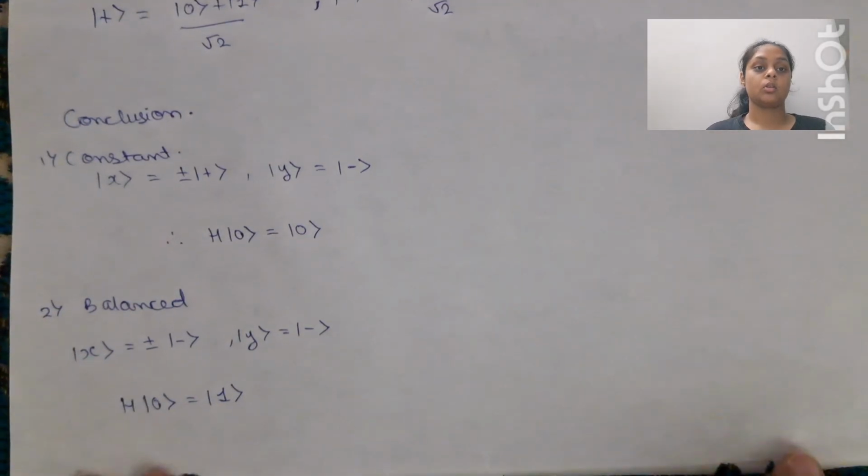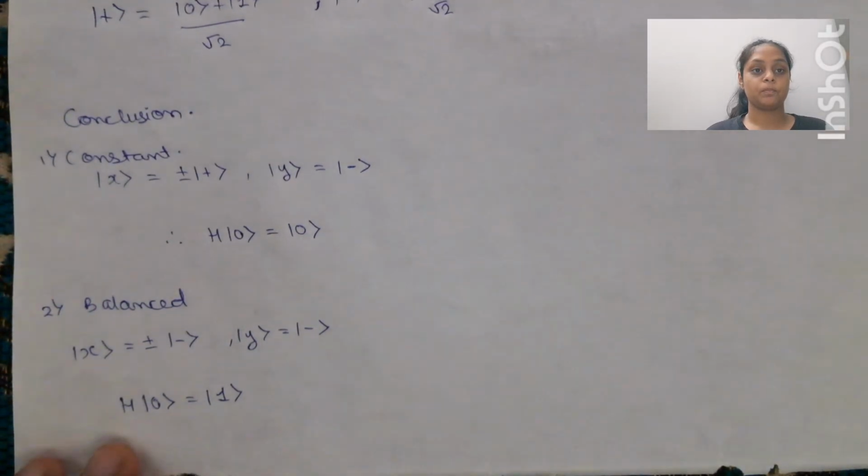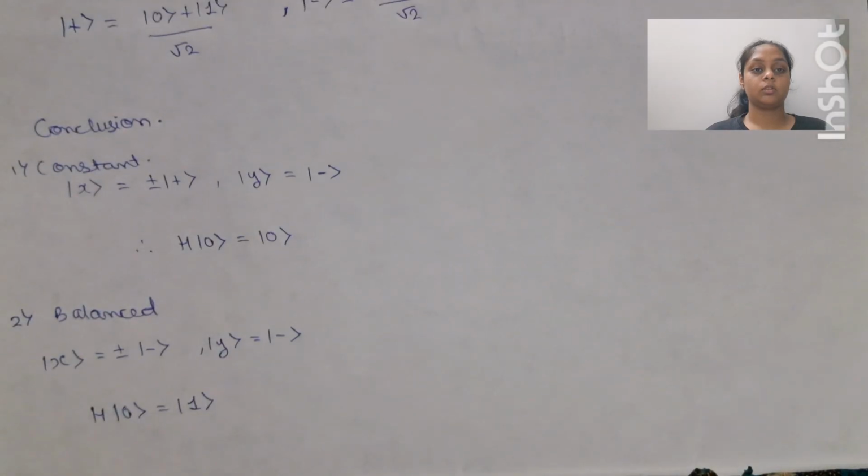Here we have seen that in the Deutsch algorithm, if the function is constant, then we will get |0>, and if the function is balanced, then we will get |1> with 100% probability. This is the Deutsch algorithm.